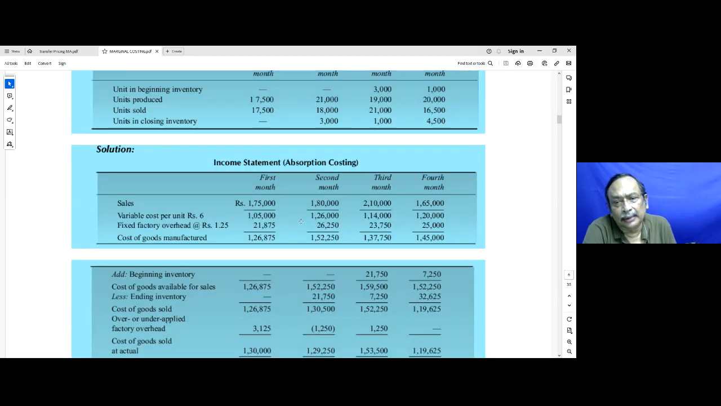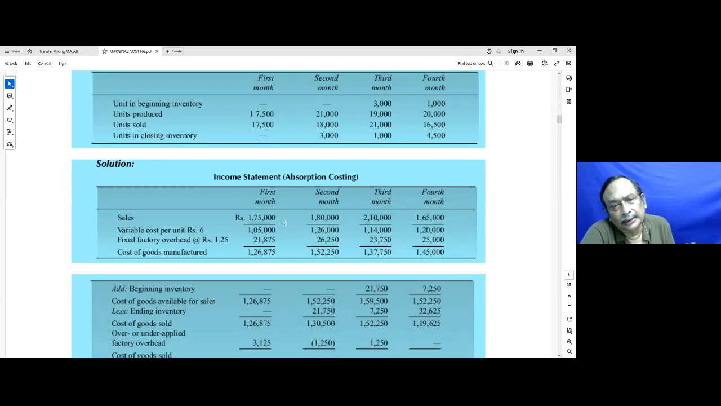Now coming to the second month. Second month sales is given as 1,80,000. Variable cost per unit ₹6. Fixed factory overhead at the rate of ₹1.25. But in the second month, units produced is 21,000. Remember. So 21,000 into ₹6 comes to 1,26,000, the variable cost. Then fixed factory overhead at the rate of ₹1.25 comes to 26,250. How? 21,000 multiplied by 1.25, that is 26,250. Then you get cost of goods manufactured, 152,250.